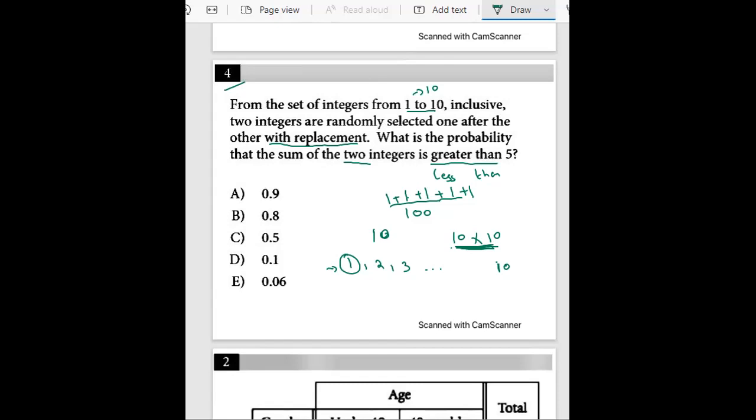Now, here we have greater than 5, right? Greater than 5 means the other probability would be less than or equal to 5, so we need to include those as well. Let's count this again. For 1, we will have 1 plus 1, 1 plus 2, 1 plus 3, and 1 plus 4 as well, because 1 plus 4 will also give us 5. We have to include 5 as well.